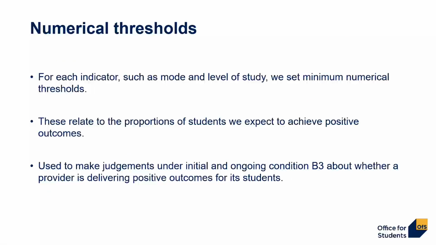Numerical thresholds. For each indicator, such as mode and level of study, we set minimum numerical thresholds. These numerical thresholds relate to the proportions of students we expect to achieve positive outcomes. We use numerical thresholds to make judgments under initial and ongoing Condition B3 about whether a provider is delivering positive outcomes for its students. We are now going to look at what the Student Outcomes Data Dashboard looks like and identify its main features.